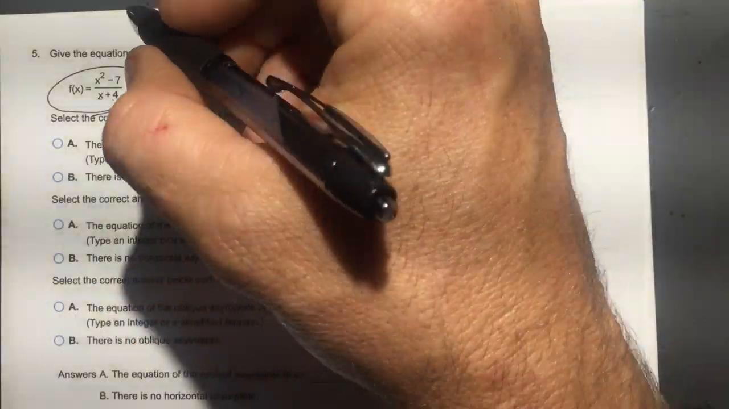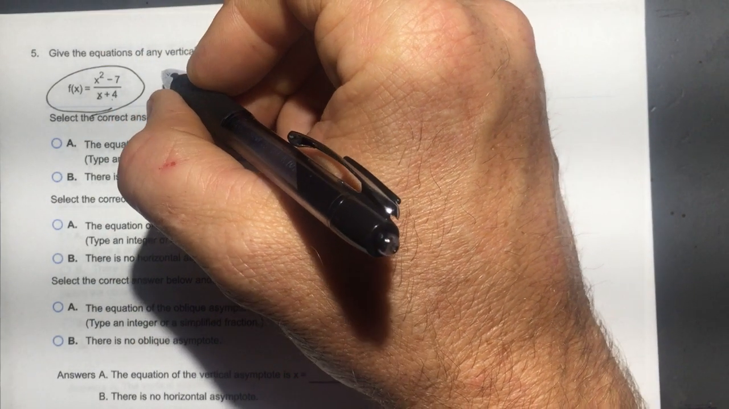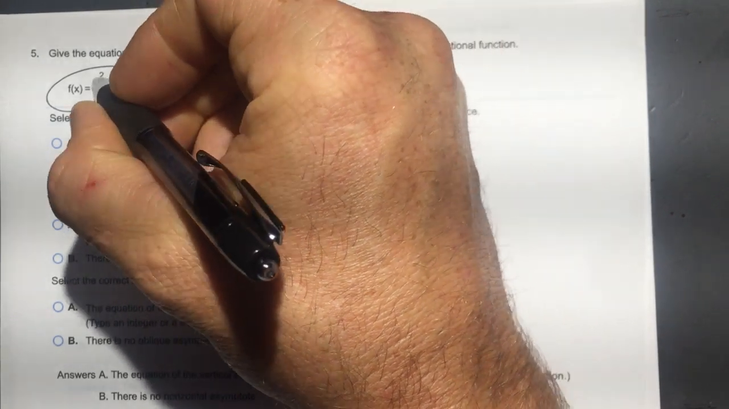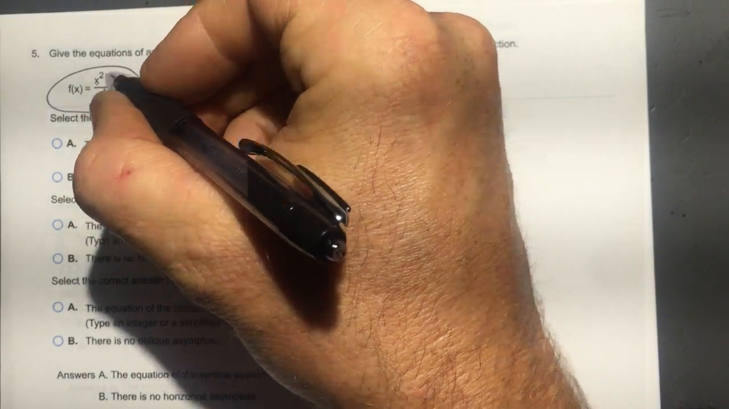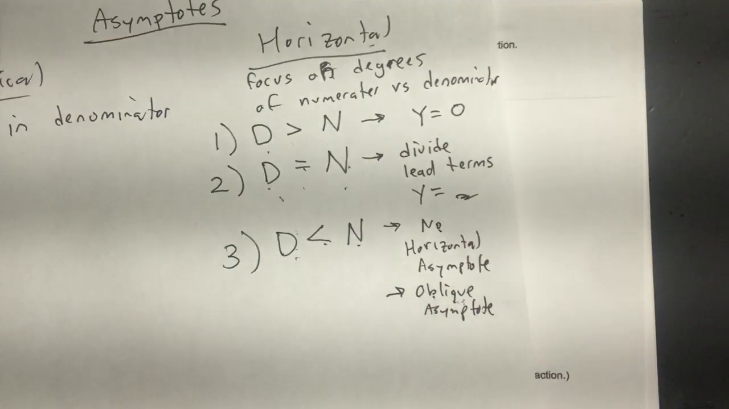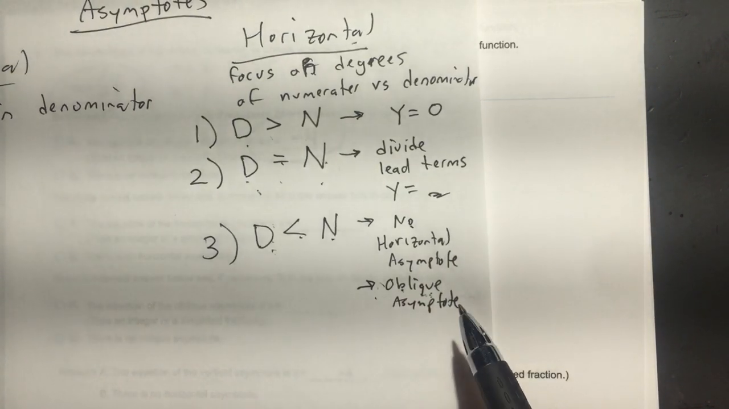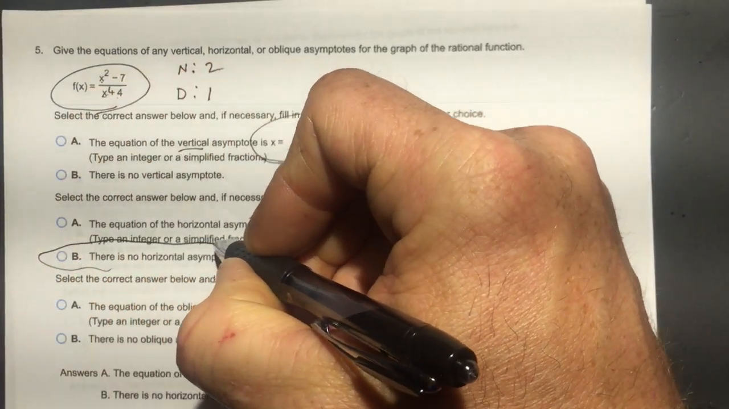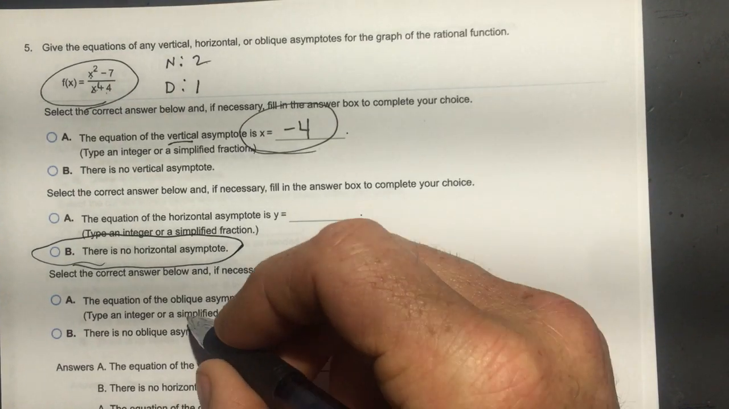Okay, the horizontal asymptote. All right, the degree in the top. In the numerator the degree is 2, it's x squared. My degree in the denominator is x to the 1. So the numerator is bigger. We do not have a horizontal asymptote. We have an oblique asymptote.